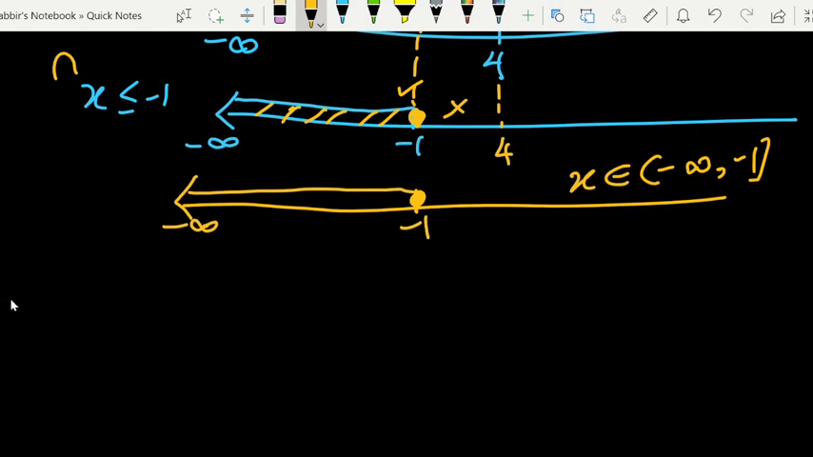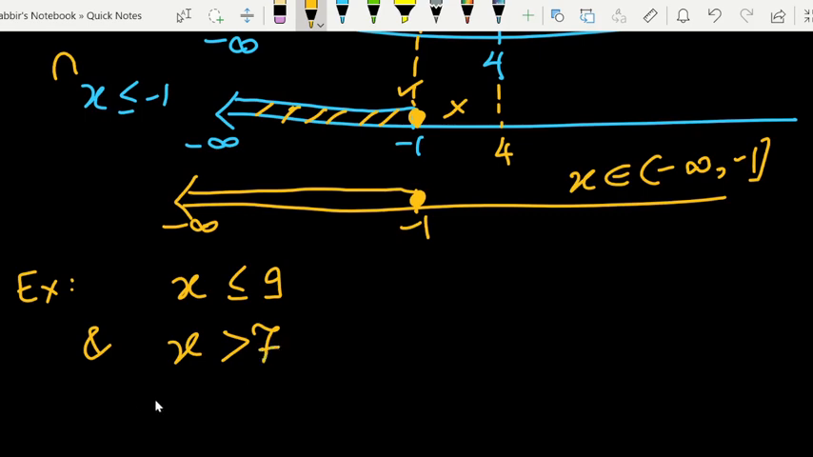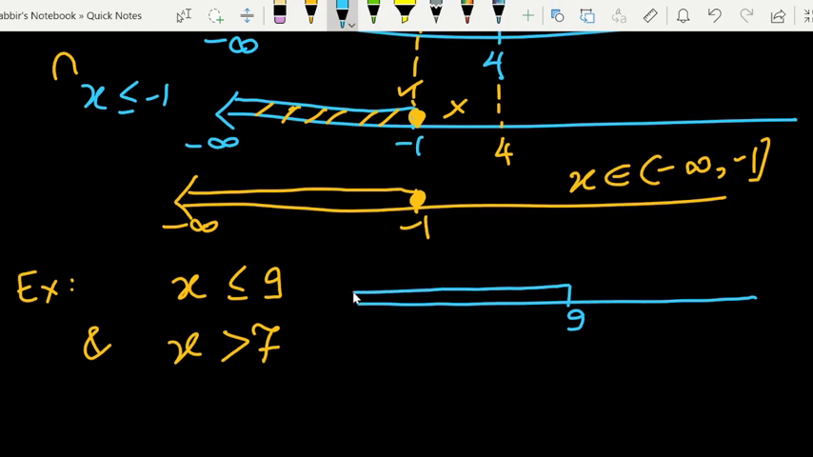Now let's take another example, guys. You can try this as well: x less than or equal to 9 and x greater than 7. Find x. Okay, so now I will draw this, mark 9 here, x less than 9, so all the values on the left of 9 we will take, minus infinity to 9.